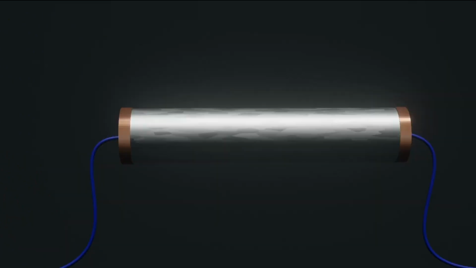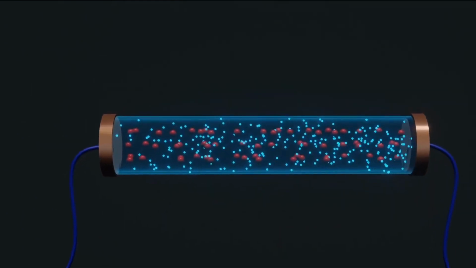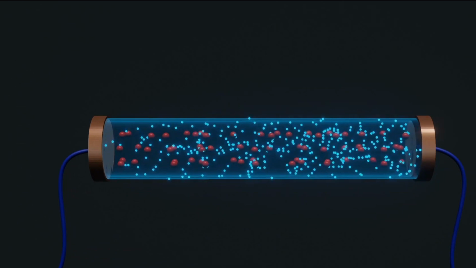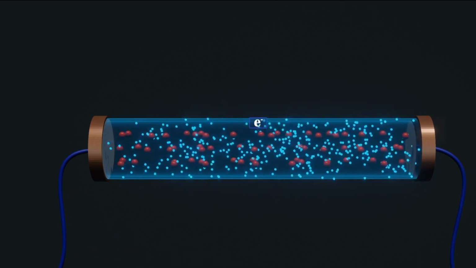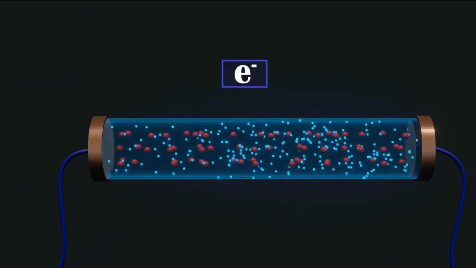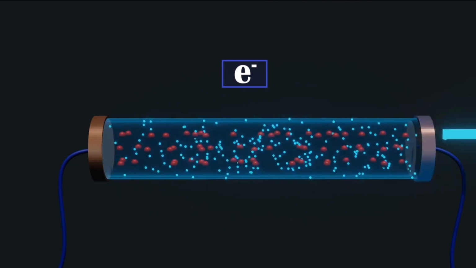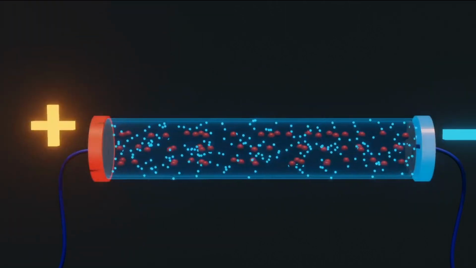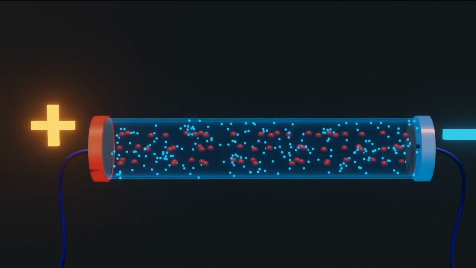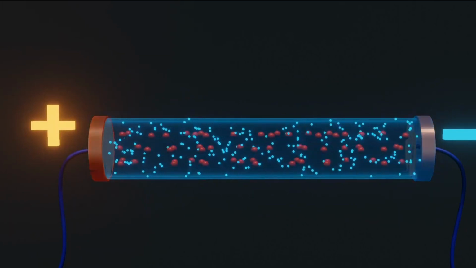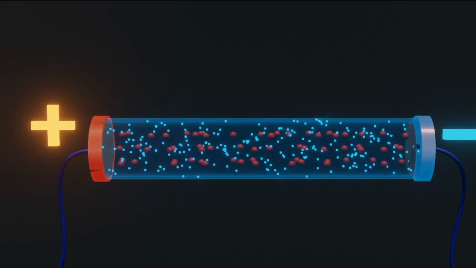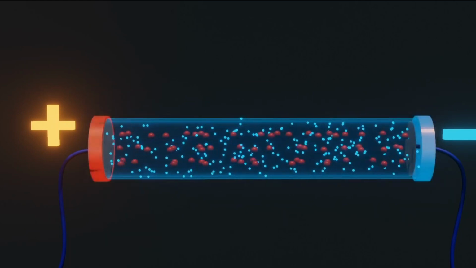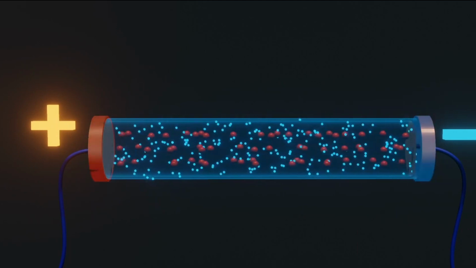Third, the source of current. Now where does this push come from? It comes from a power source: a battery, which converts chemical energy into electrical energy; a generator, which converts mechanical energy into electrical energy; or a solar cell, which converts sunlight into electricity. These sources provide the voltage needed to start the flow of electrons.